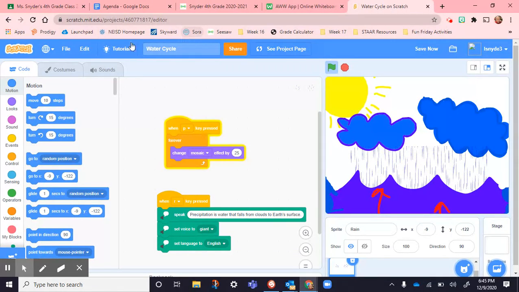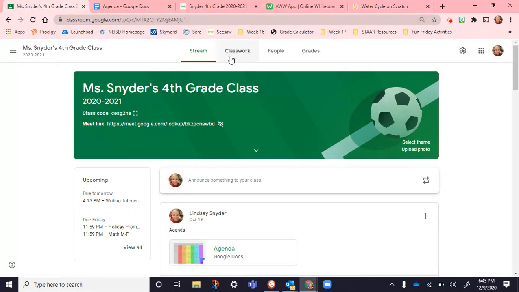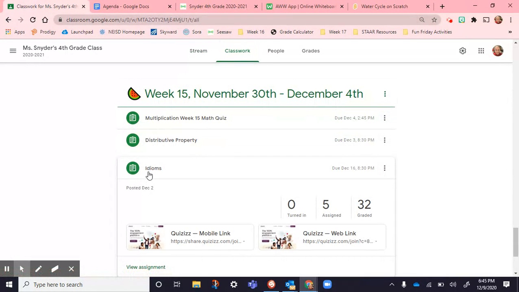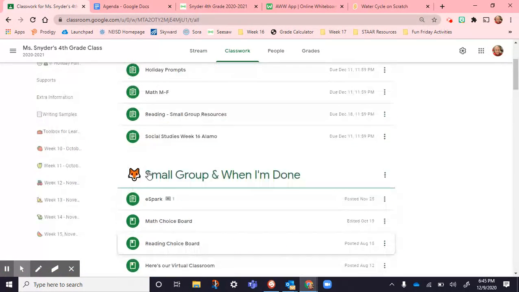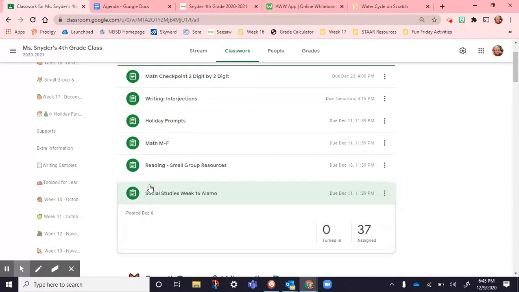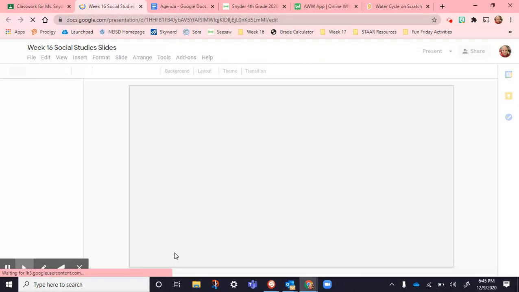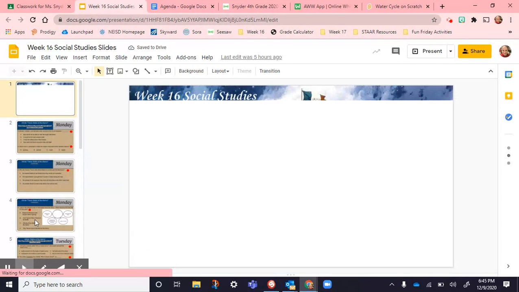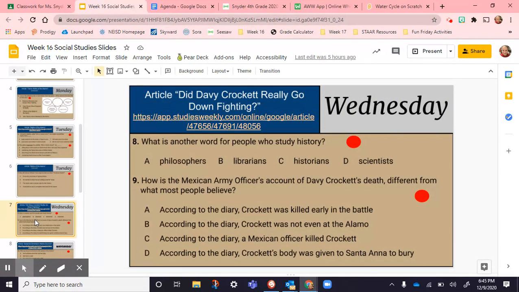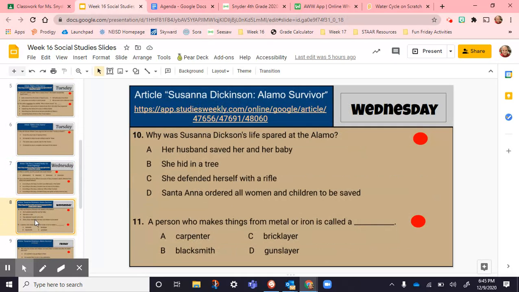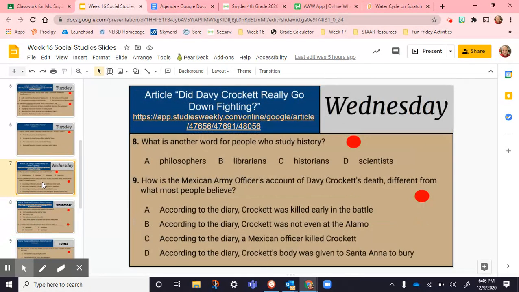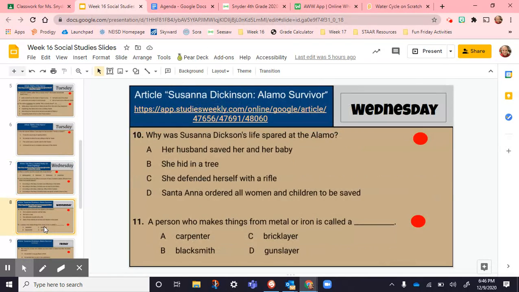And then for social studies, we went to Google Classroom, and we went to our week 16 up at the top and did our week 16 social studies with the Alamo. They did Wednesday's page, and Wednesday was 8, 9, 10, and 11. So they were reading about Davy Crockett, which came from this article, and then this one, Susanna Dickinson, had a second article.